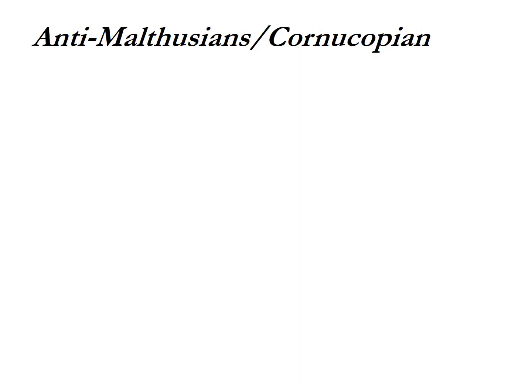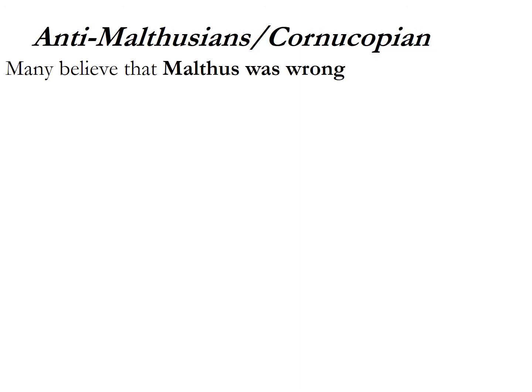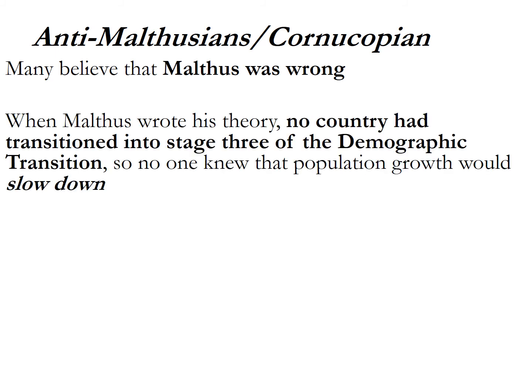Thankfully, that's not the answer. In fact, many believe that Malthus was wrong. You see, when Malthus wrote his theory, no country had transitioned to stage 3 of the demographic transition model. They were all stuck in stage 2. And we know that stage 2 was the population explosion. That's when population rates were absolutely exponentially increasing. And of course, if that's what you saw, you would come up with this theory too.